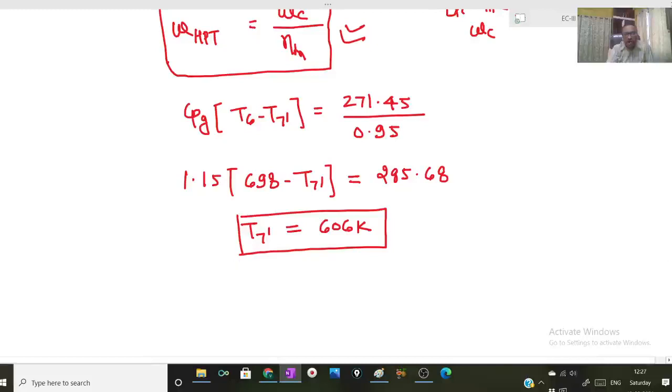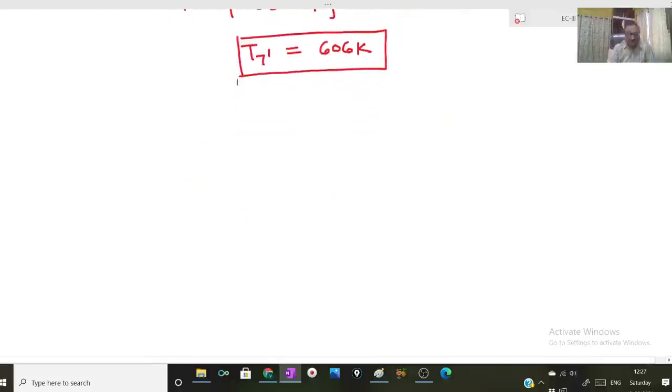So what will be the ideal temperature T7? Okay, so for that now I have to consider ideal expansion.